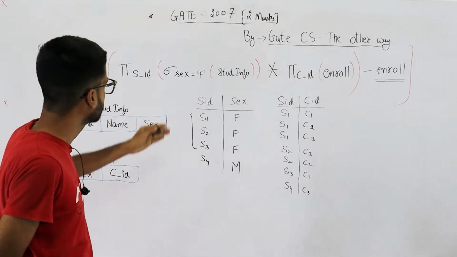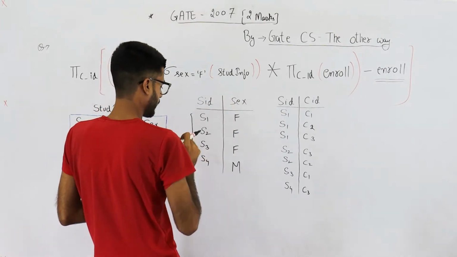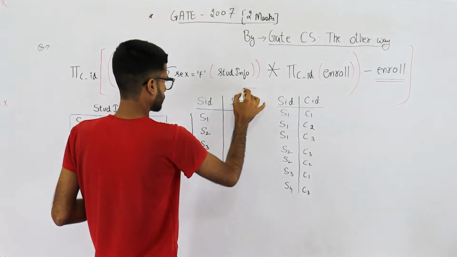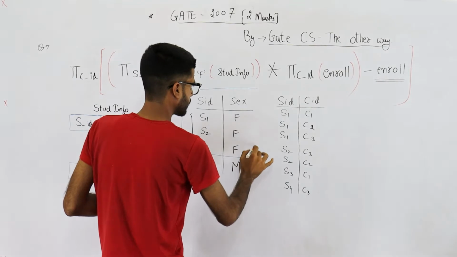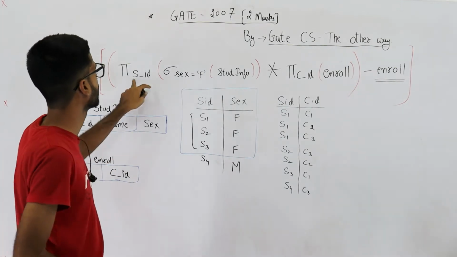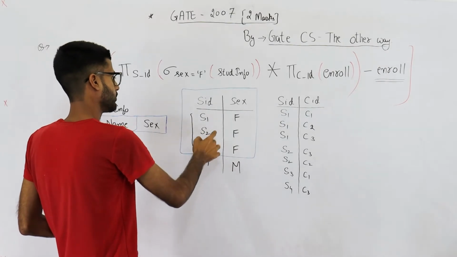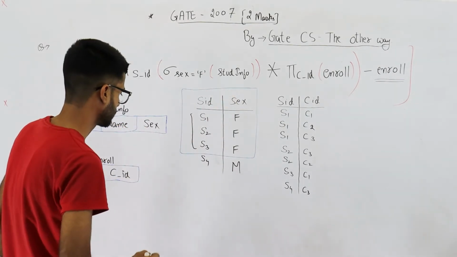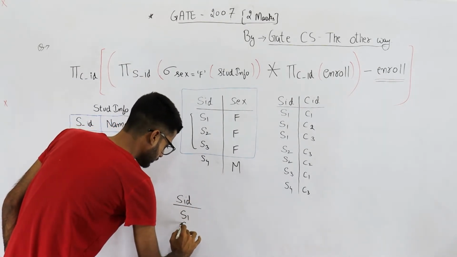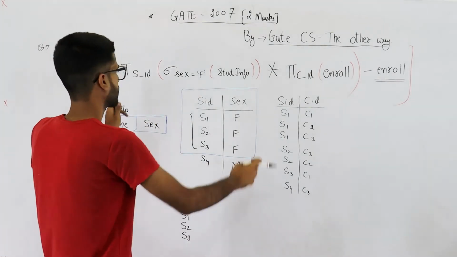Then from the resultant table, that means the resultant of this query, which is this part, let me just highlight it with another color. From this table, highlighted in blue, you project student IDs. That means each and every student ID present in this blue table will be selected: SID, S1, S2, S3. This part is now done.